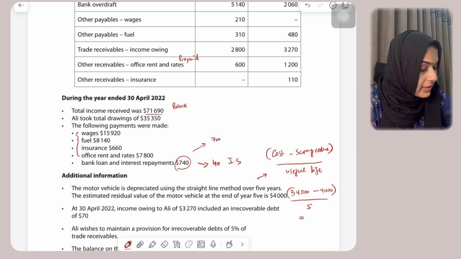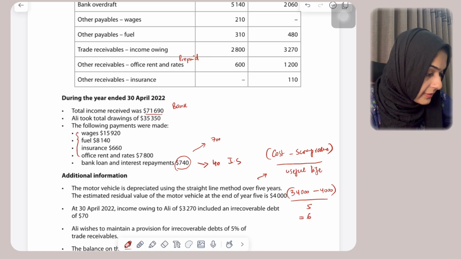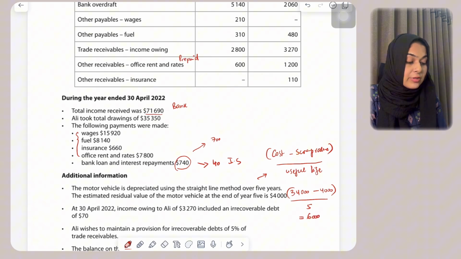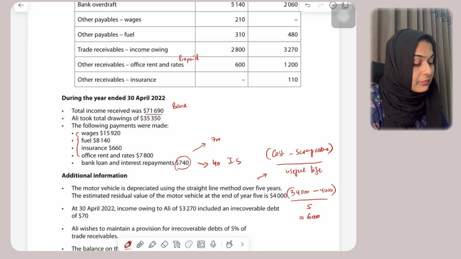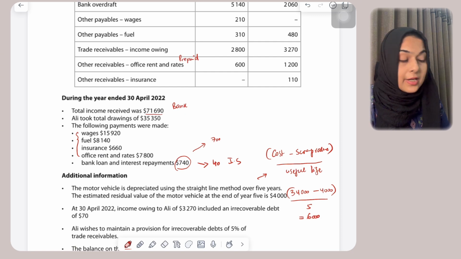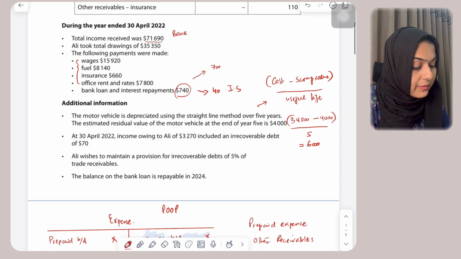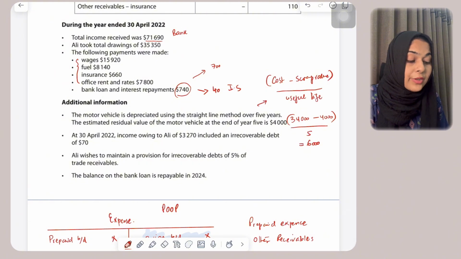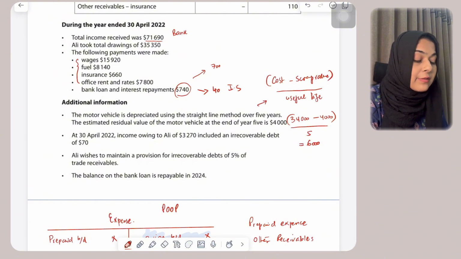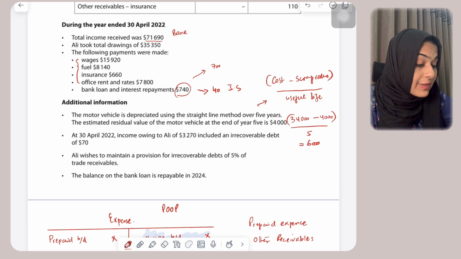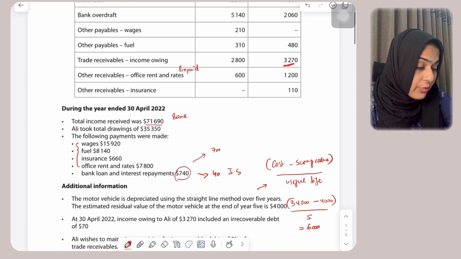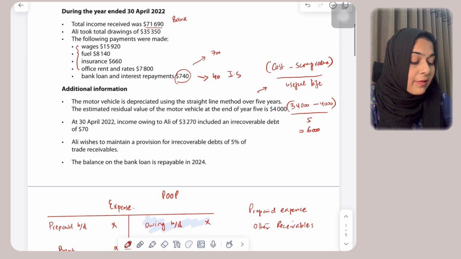So your answer for depreciation will come out to be 6,000. Yes, so we have depreciation of 6,000 for the motor vehicle in the current year. Then they're saying Ali wishes to maintain. Then they're saying on 30th April 2022, income owing to Ali of 3270, which is here, included an irrecoverable debt of 70.